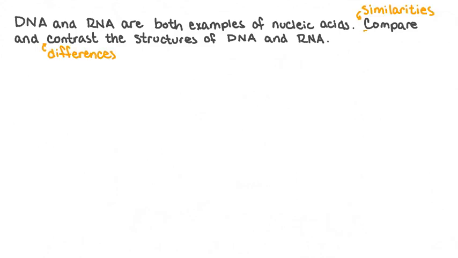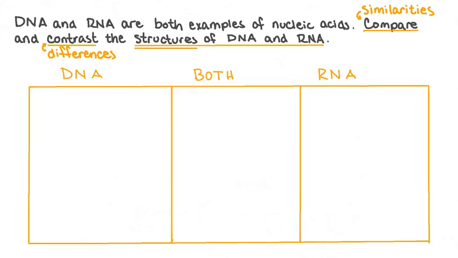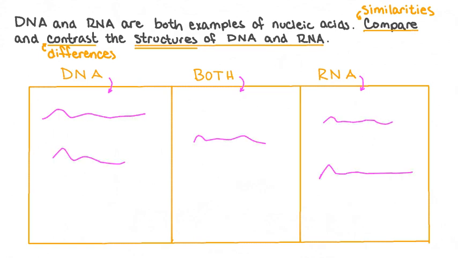This question is asking us to compare, which is to describe similarities, and to contrast, which is to describe differences. And they want us to describe the similarities and the differences between the structures of DNA and RNA. And we're being asked to specifically focus on the structure or the parts, and not the function or what it is these molecules do. One way to organize your information when you're working on a compare and contrast question is to make a table with a column for DNA, a column for RNA, and a column for both. Then you simply fill in whatever you know, which will help you to write out your answer.